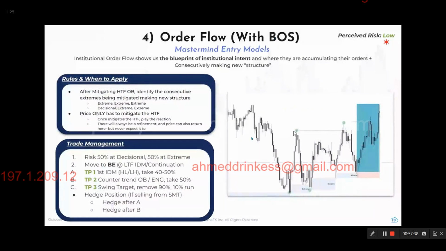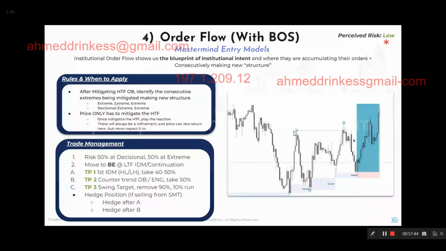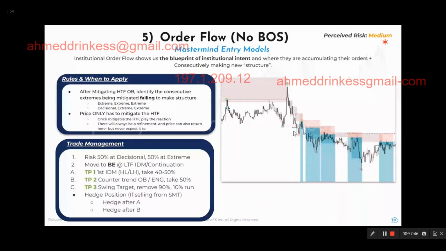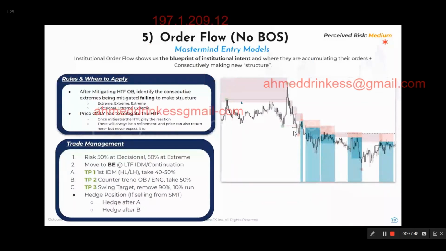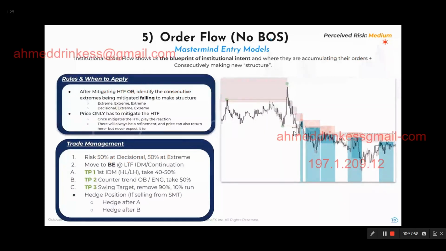Now, let's do this. Skip this video. And the last one, everybody, is going to be order flow with no BOS. This is more advanced. If you're not able to properly navigate order flow, I would definitely not encourage doing this, but it's all fractal. Order flow does not need to break structure to be valid. The key point in order flow is it accumulates to break structure, right?